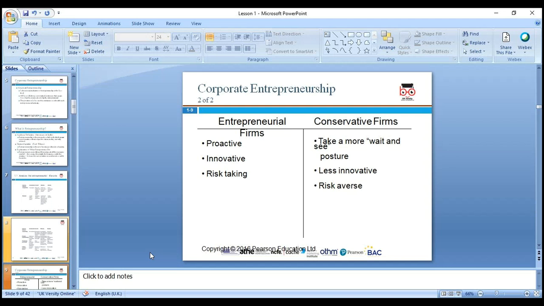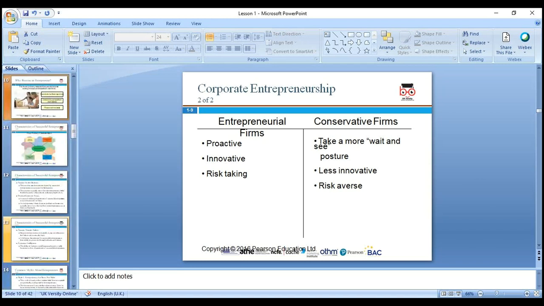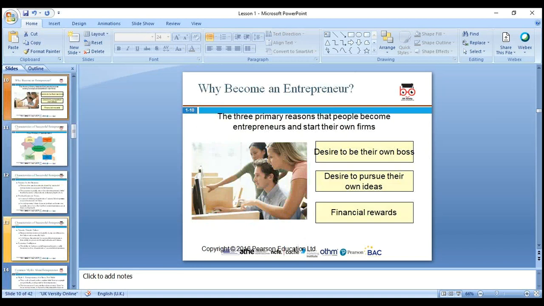Entrepreneurial and conservative firms. Entrepreneurial firms are always proactive, very innovative, and always looking at risk taking. Conservative firms take more of a wait-and-see approach. Some firms really don't jump in, because jumping into the market early is a very costly process. They stay behind and wait to see how the market responds, and then try to enter the market. They are normally less innovative and more risk averse. They're not going to take the risk.